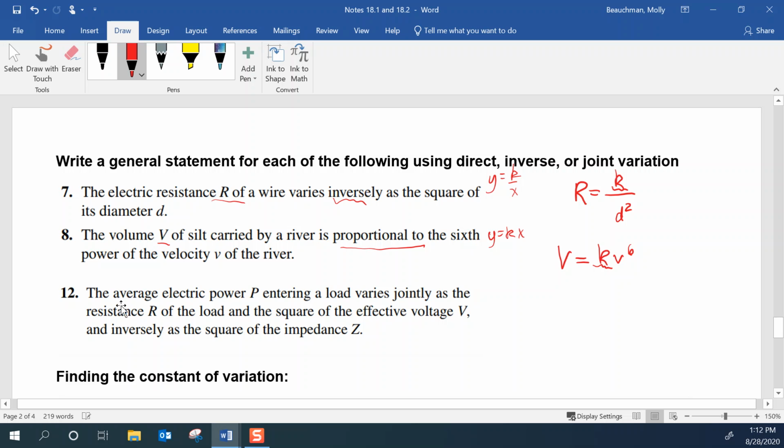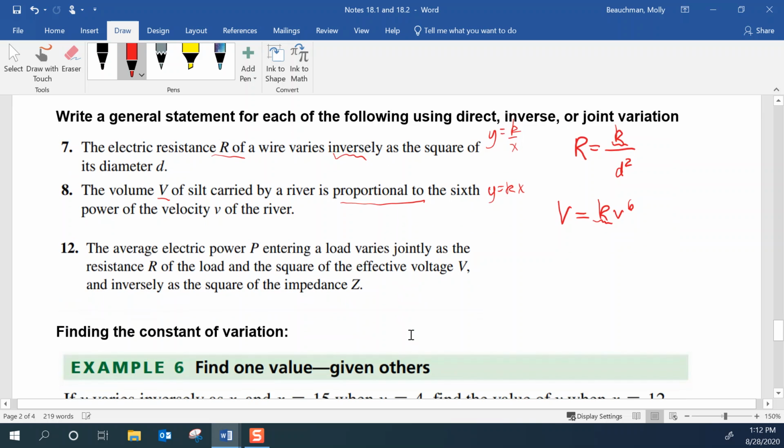Last example: the average electric power P entering a load varies jointly as the resistance R of the load and the square of the effective voltage V, and inversely as the square of the impedance Z.